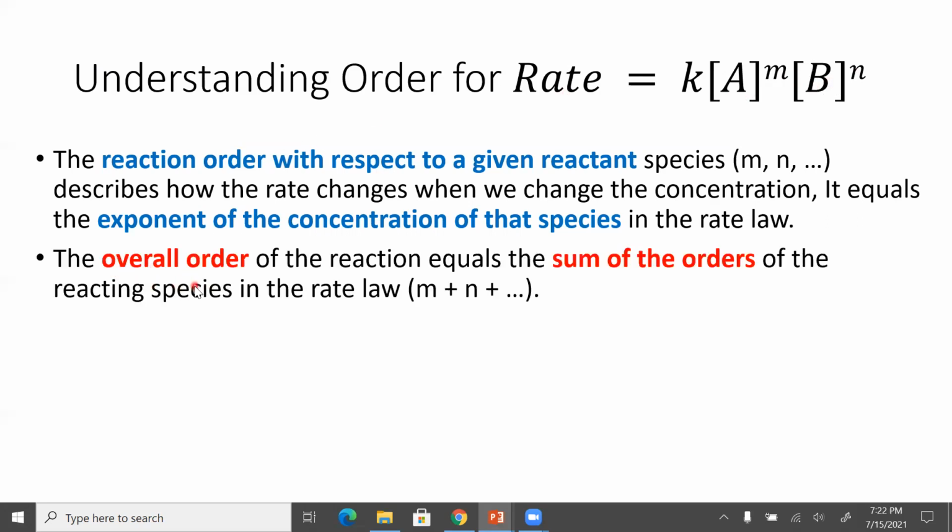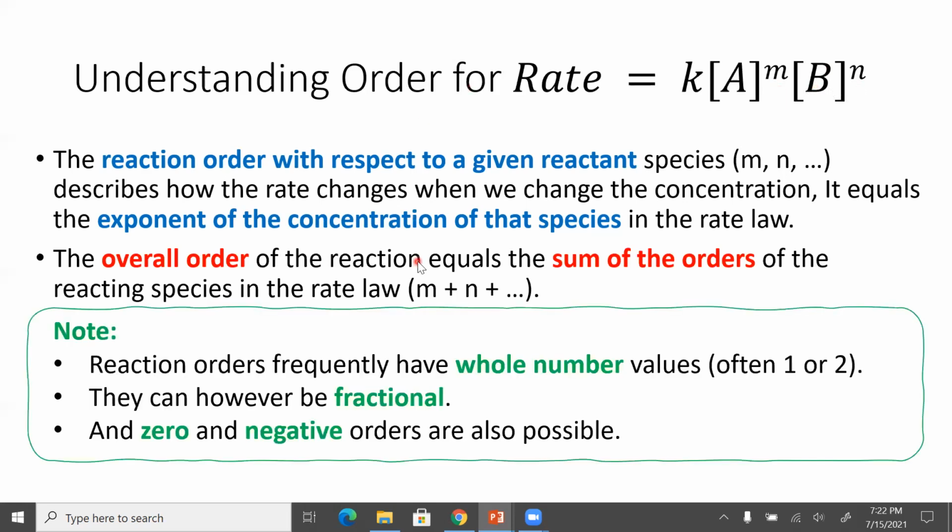The overall order for a reaction is just the sum of the orders for the individual reactants. So in this case, if we've got A to the m and B to the n, A is m order, B is n order. The overall order for this reaction would be m plus n. And we're going to fill in numbers for this in a minute.